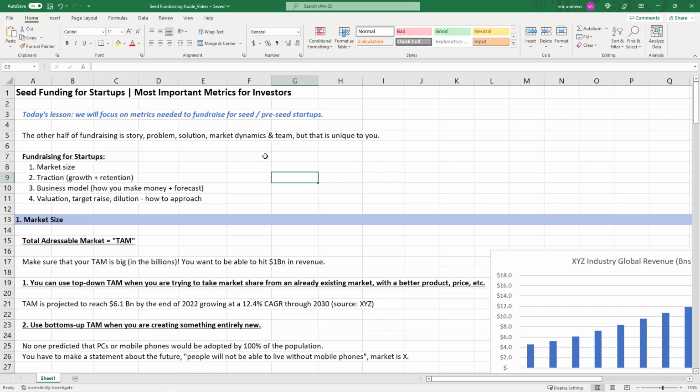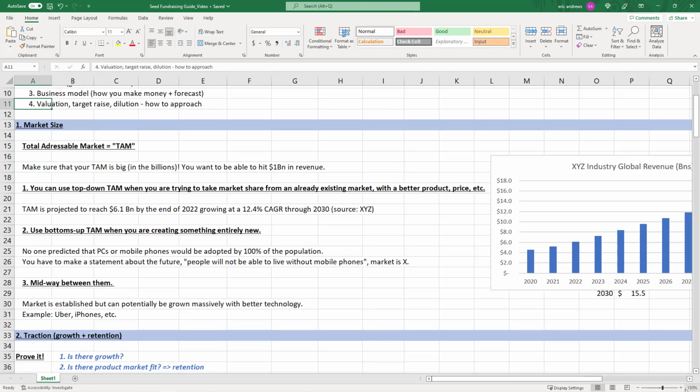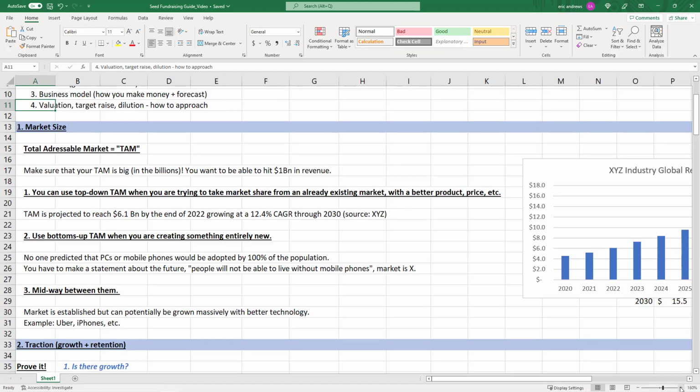information directly? What we're not going to cover is the story, problem, solution, market dynamics, and team, because that's obviously unique to every business. But these specific metrics are similar in every business, and there's a few common approaches on how to calculate these. And so that's what we're going to walk through today. So first, let's talk about market size.